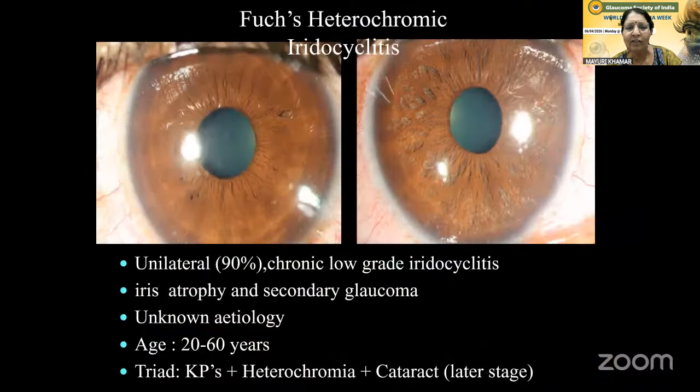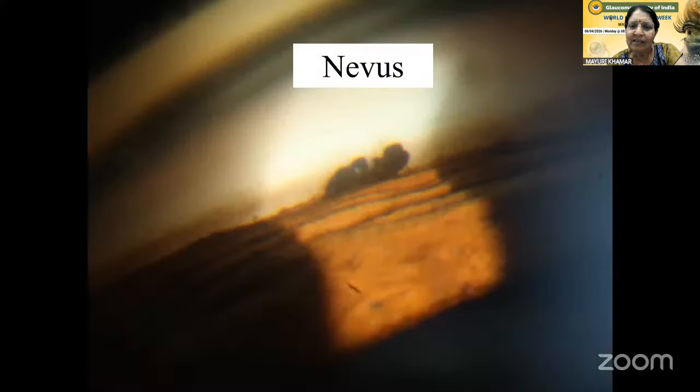So it was a case of Fuchs heterochromic iridocyclitis. You can see the typical iris pattern in this patient. They are unilateral most of the time. So gonioscopy helps in identifying many other conditions like this. A nevus, any tumor in the angle, or a foreign body should always be documented for future follow-ups.